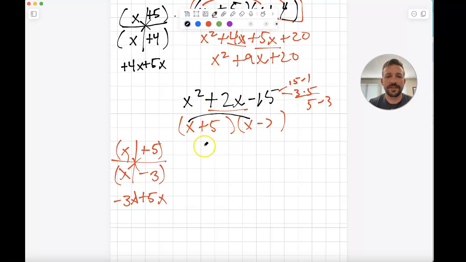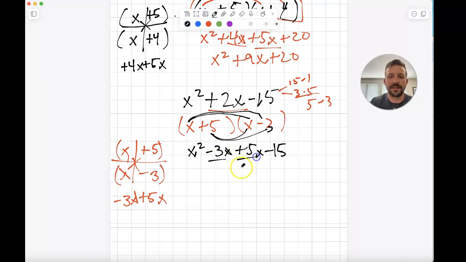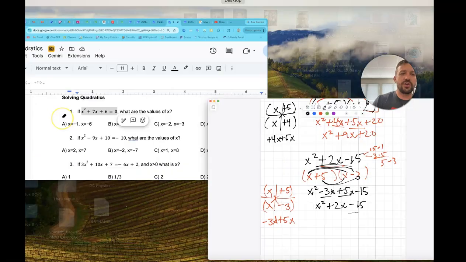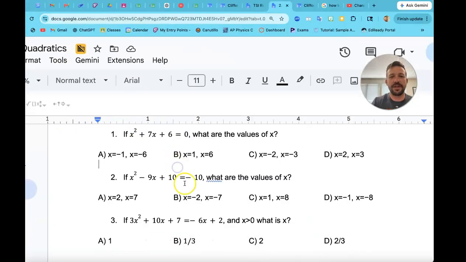X times x. Oh, this is supposed to be a 3. X times x is x squared. X times negative 3 is negative 3x. Plus 5x. Minus 15. Okay, combine my like terms. So x squared plus 2x minus 15. Yeah, that's correct. Okay, now so you know how to factor, so you should be good on these.